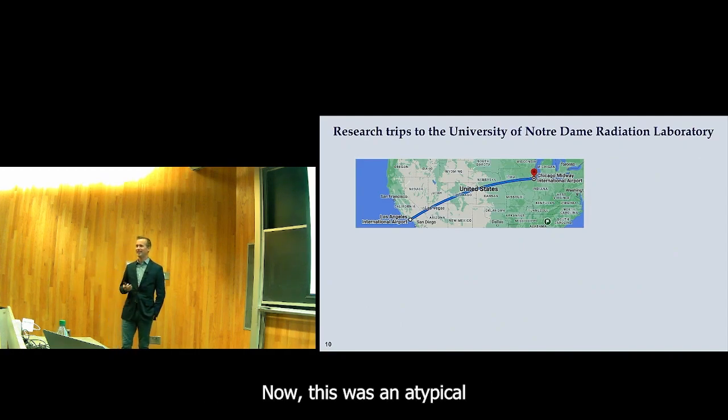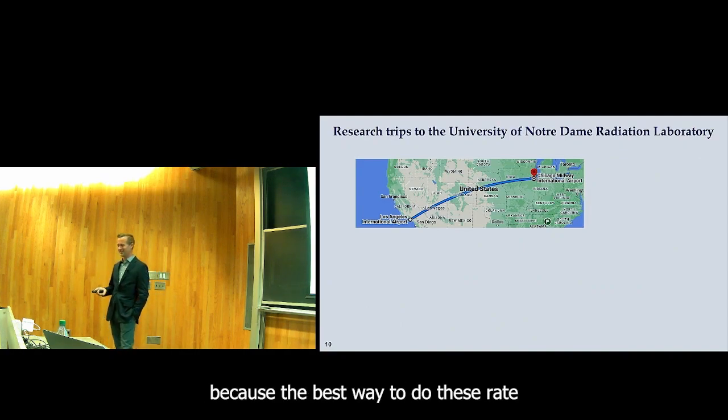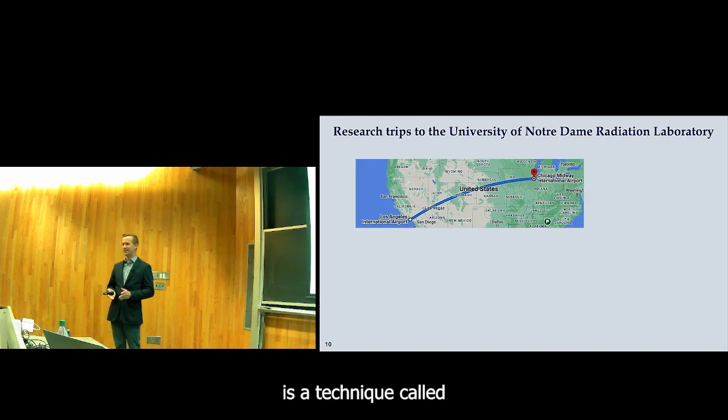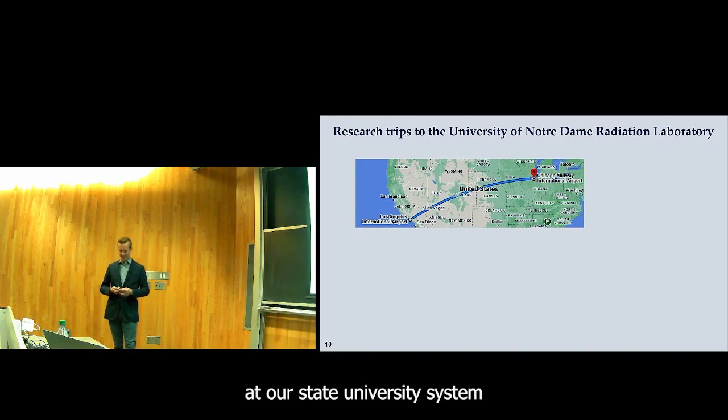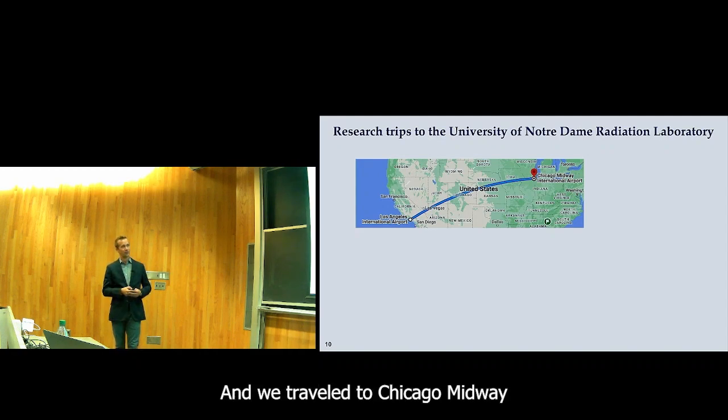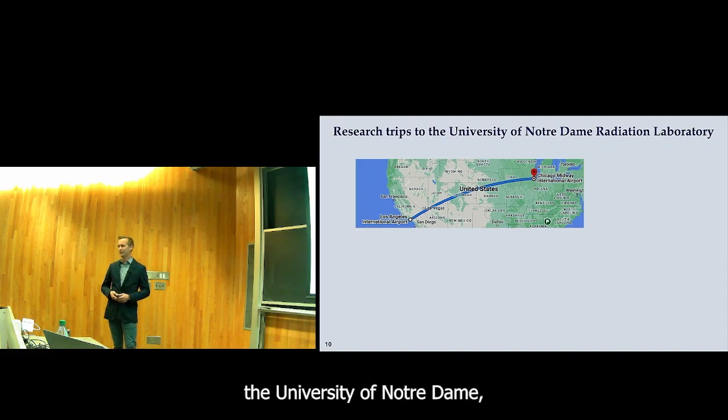Now, this was an atypical research experience, because the best way to do these rate constant measurements is a technique called electron pulse radiolysis transient absorption spectroscopy. We didn't have one of those sitting in the lab at our state university system in California. So he put his research group on a plane every few months, and we traveled to Chicago Midway and then drove to the University of Notre Dame, where they have a radiation lab and this equipment.